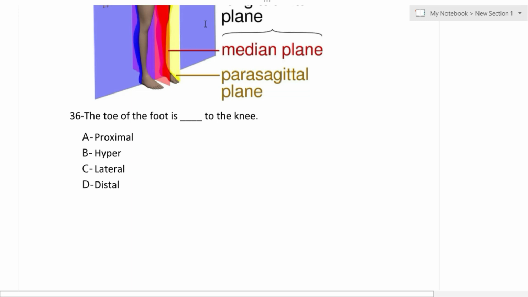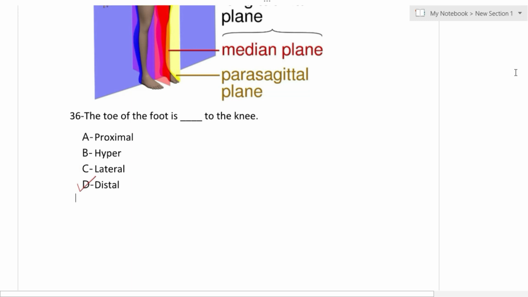We are moving to the next question, question number 36. The toe of the foot is dashed to the knee. Option A, proximal. Option B, hyper. Option C, lateral. Option D, distal. The correct answer is option D, that is distal.